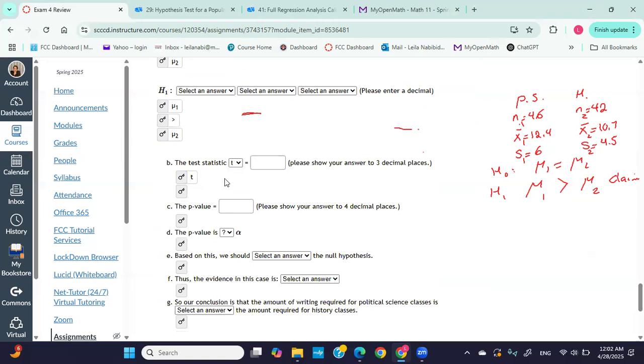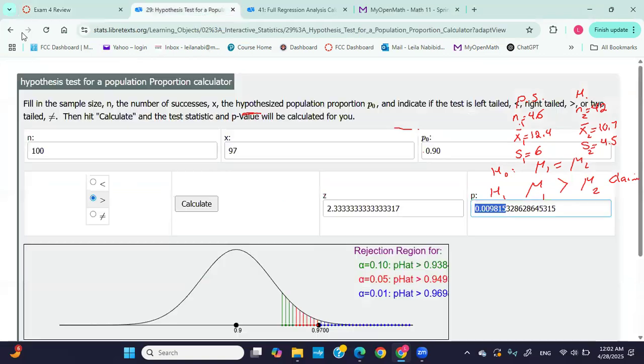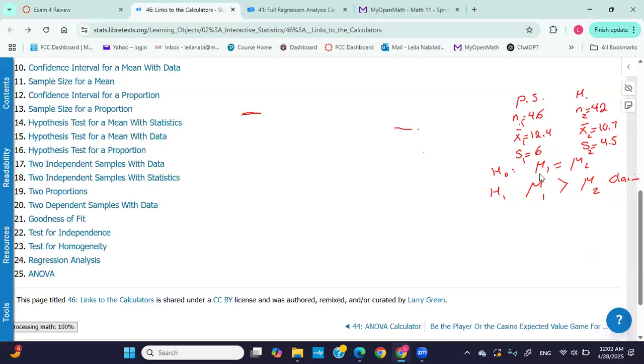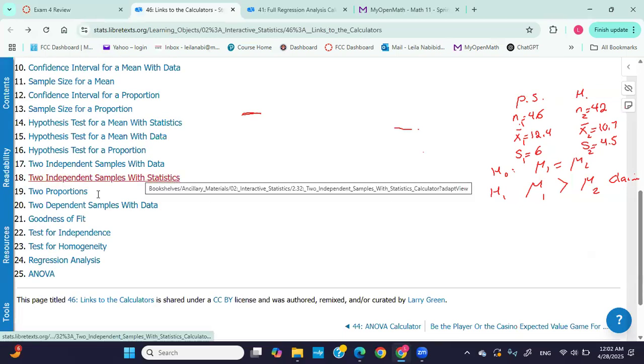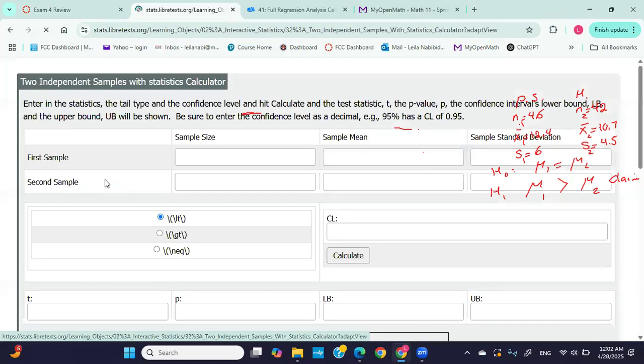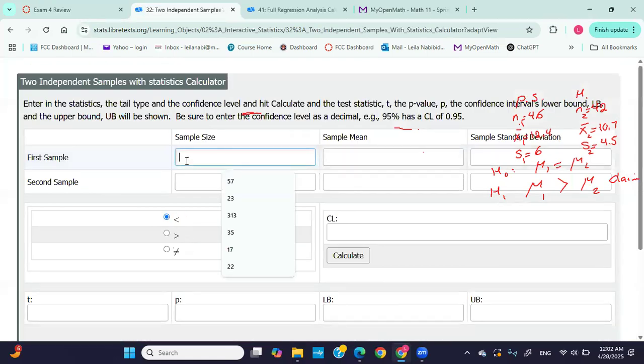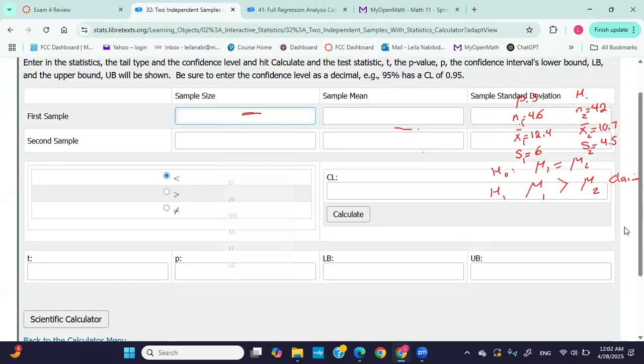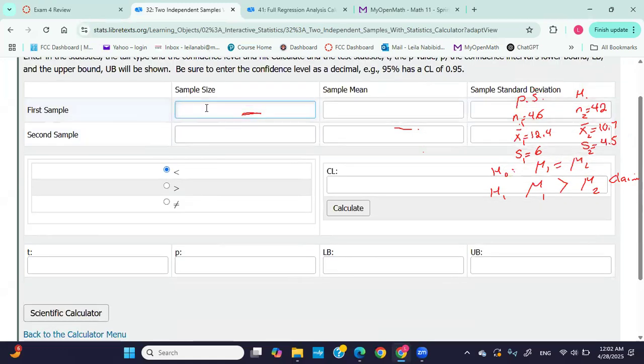And now we need to find the test statistic. I'm going to use the online calculator. This time I have two independent samples, with a statistic, not data. We don't have data, we only have statistics. So we need to type in the first sample size, which is 46. The first sample mean is 12.4, and the first sample standard deviation is 6. The second sample is 42, 10.7, and 4.5. Just type in all the information from the two samples.